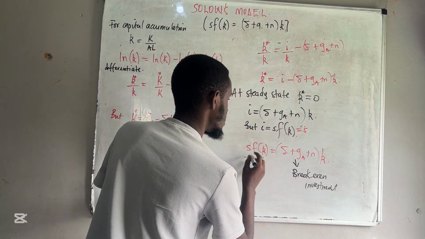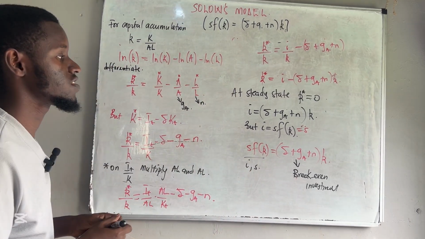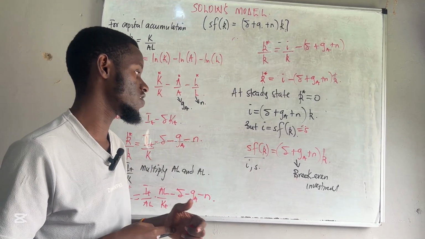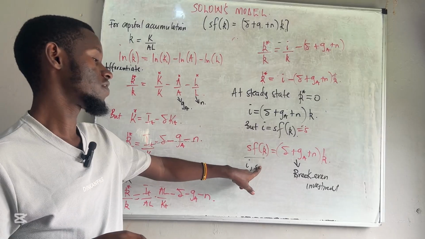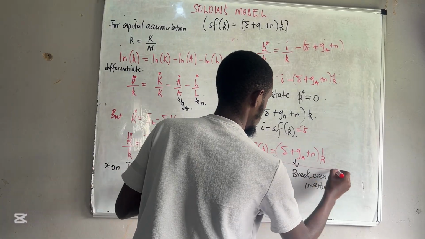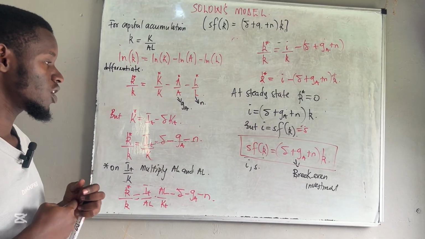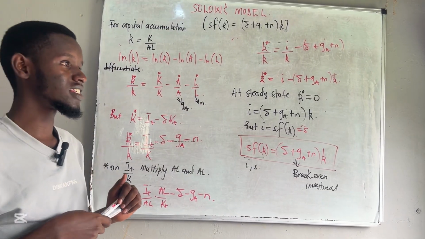Then this side here is the saving, I or S, investment by effective worker, or saving by effective worker. And then this forms our Solow's model.